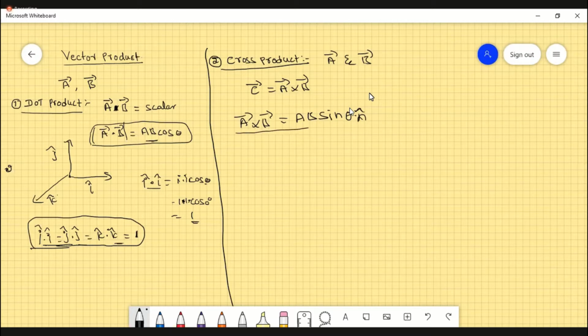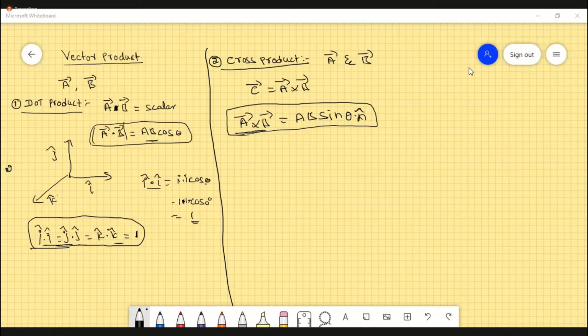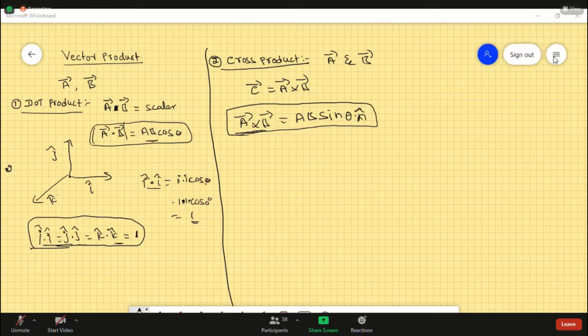The resultant vector also has a direction, because that is also a vector. Then what is that direction? To find the direction, we use the right hand thumb rule.